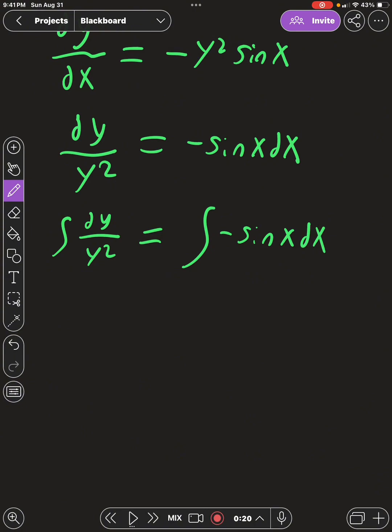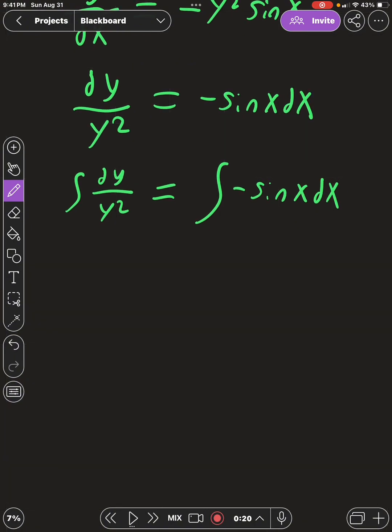Now, why is that? Maybe I can be a little bit more explicit here. Let's write it out as y to the negative 2 dy. So how do we integrate this? Well, we use the same rules of integration we always use. We're going to use the power rule for integration. We increment this negative 2 to negative 1, and we divide all of this by negative 1. So this becomes negative 1 over y plus C. We have our constant of integration.